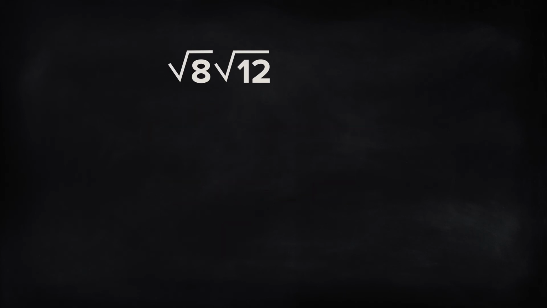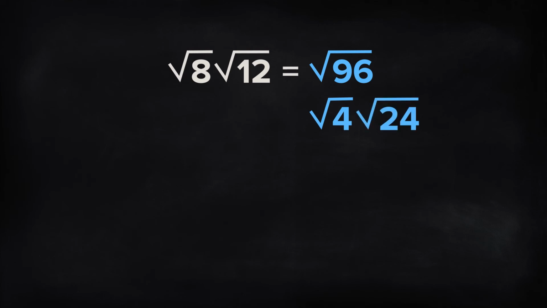Okay, let's do this problem again, but this time we'll multiply the radicals first. The square root of 8 times the square root of 12 is the square root of 96. Now we'll see if 96 has any perfect square factors. Let's try 4. 96 divided by 4 is 24. So two factors of the radicand are 4 and 24.